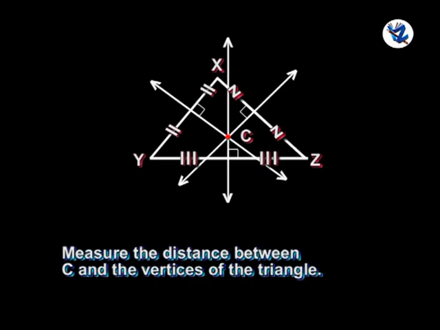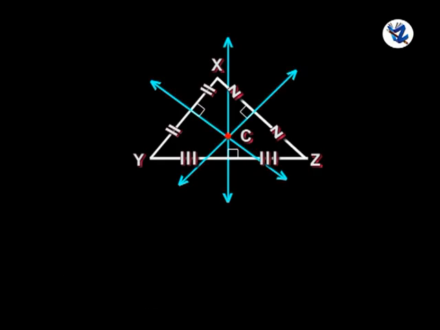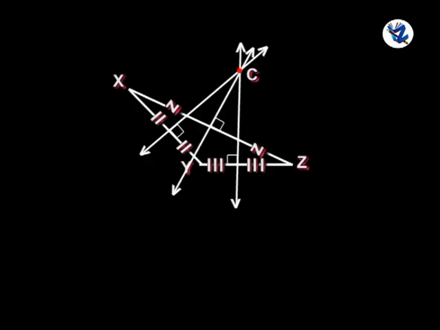Now measure the distance between C and the vertices of the triangle. What do you find? CX is equal to CY is equal to CZ. That means the circumcentre is equidistant from the vertices of the triangle. In an acute angle triangle, the circumcentre is in the interior of the triangle. This is an obtuse angle triangle and the circumcentre is in the exterior part of the triangle.